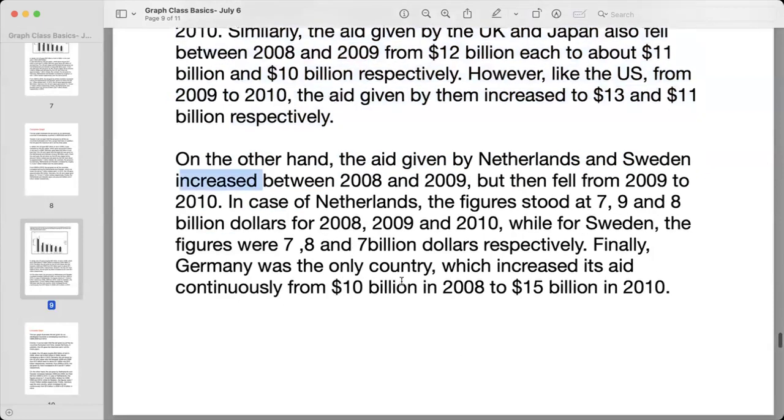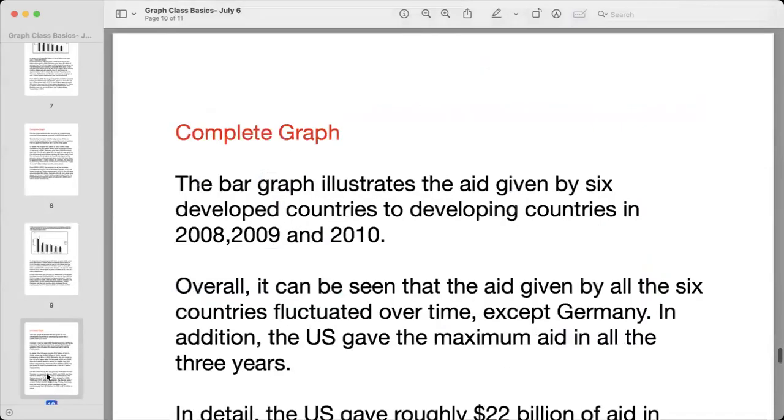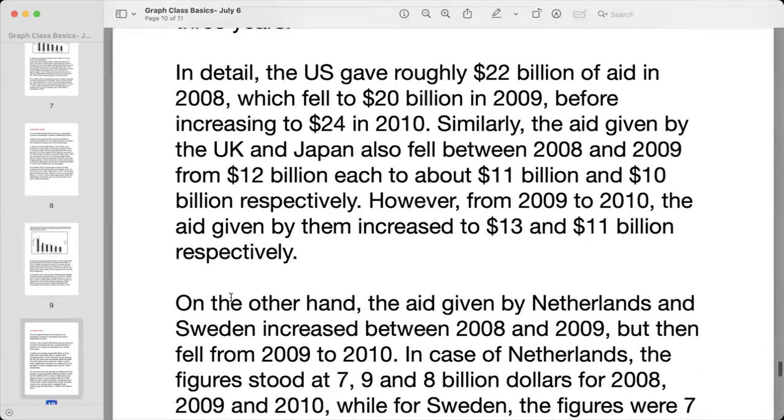Finally, Germany was the only country whose aid continuously increased from $10 billion in 2008 to $15 billion in 2010. And I've ended with Germany here. So that was my second approach. And here is the whole graph.